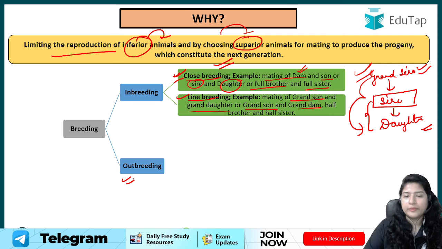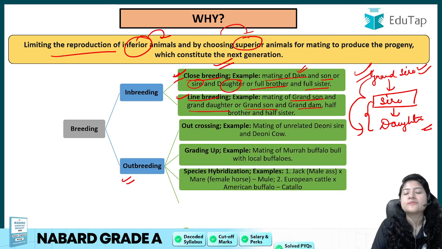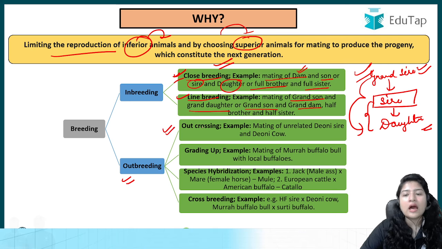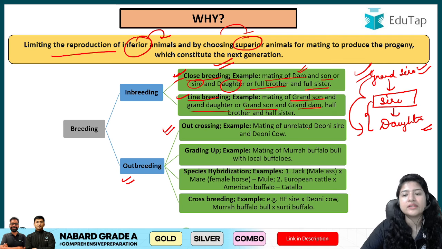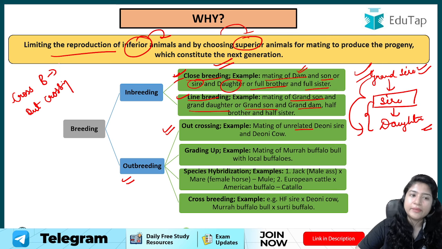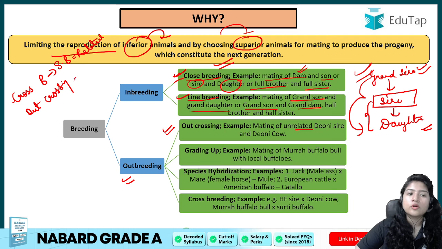Okay. Now outbreeding. Outbreeding can be of 4 types: outcrossing, grading up, species hybridization, cross breeding. ठीक है. अब पहले बात करते हैं आउट क्रॉसिंग की. In outcrossing the breeds are same but they are unrelated. ठीक है. What does it mean? And if you are getting confused between cross breeding and outcrossing, let me highlight over here. In cross breeding they are the same breed and related. In outcrossing, same breed but unrelated.